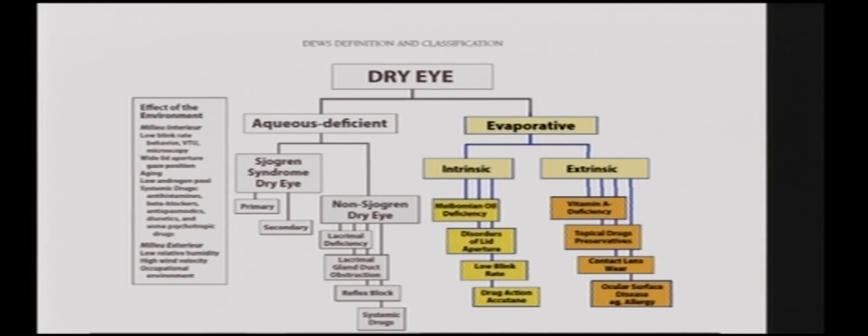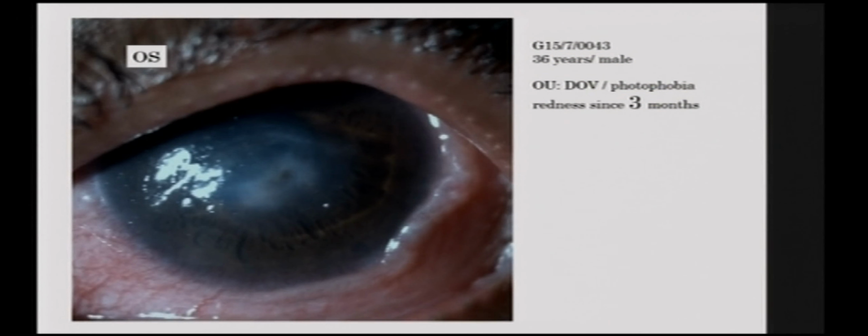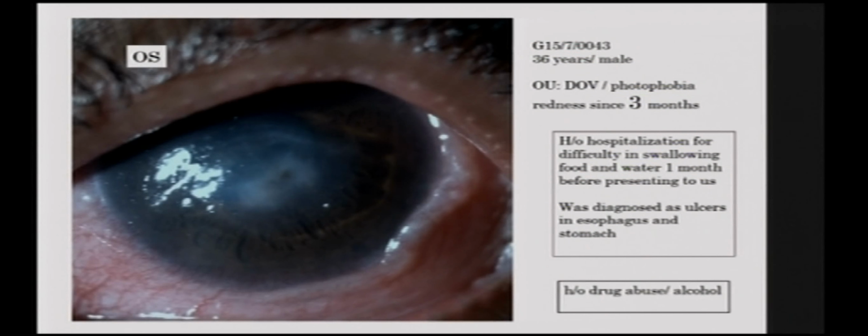If you look at extrinsic factors, here's another patient who came in with this kind of corneal picture with redness over 3 months, 36-year-old. Left eye, similar kind of a picture with a little bit of healing. Again, redness and photophobia for the last 3 months. The history of hospitalization with difficulty in swallowing food and water for a month, was diagnosed as ulcers in the esophagus and stomach. There is a history of drug abuse and alcohol.